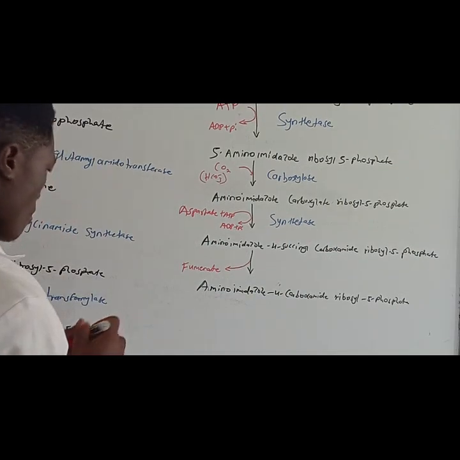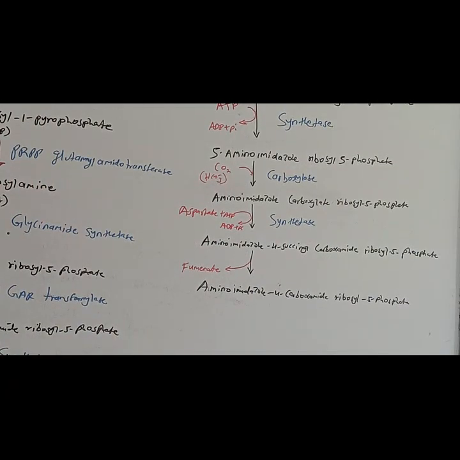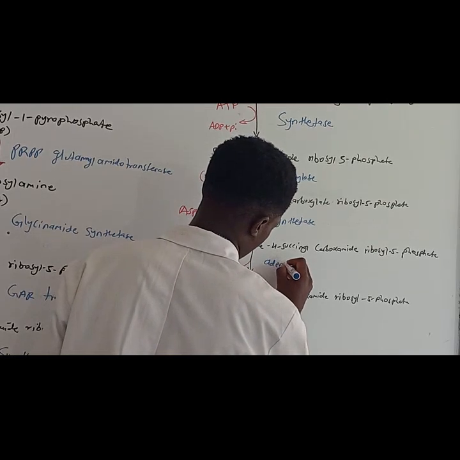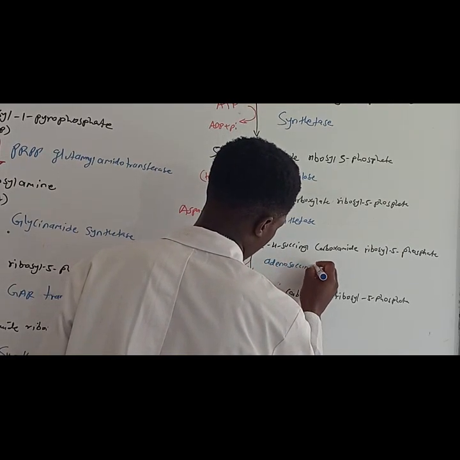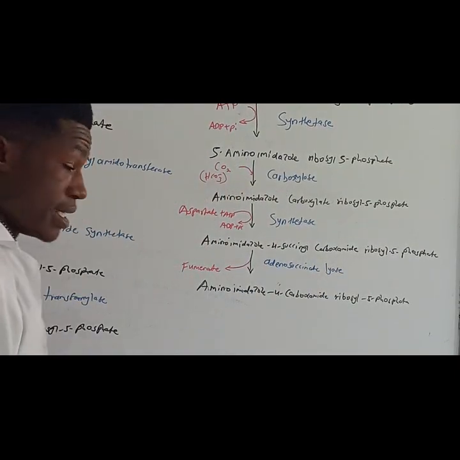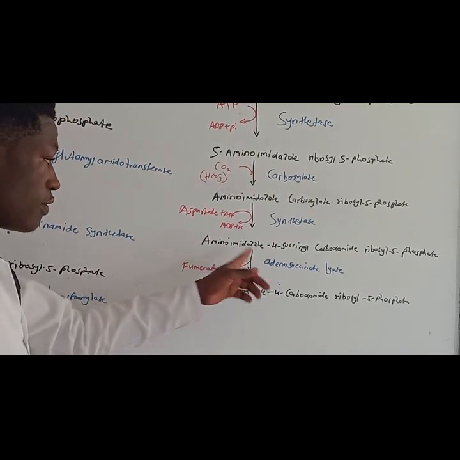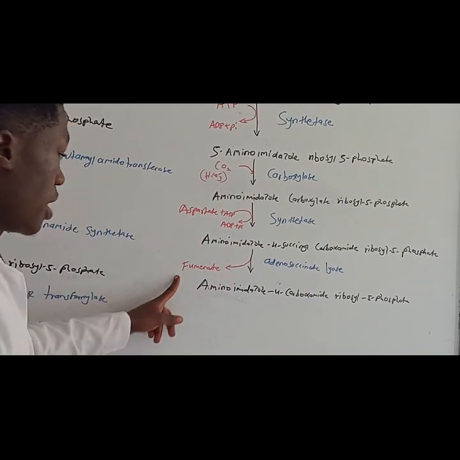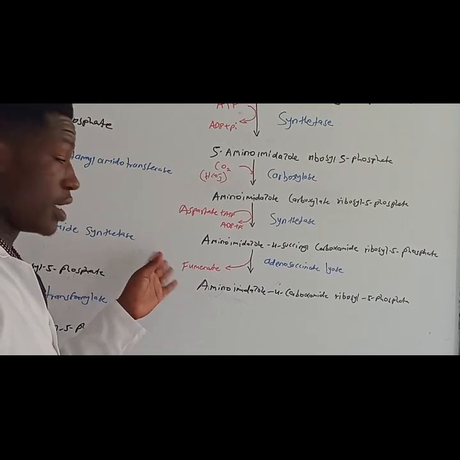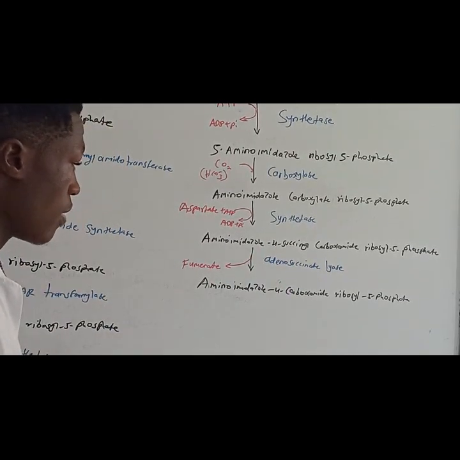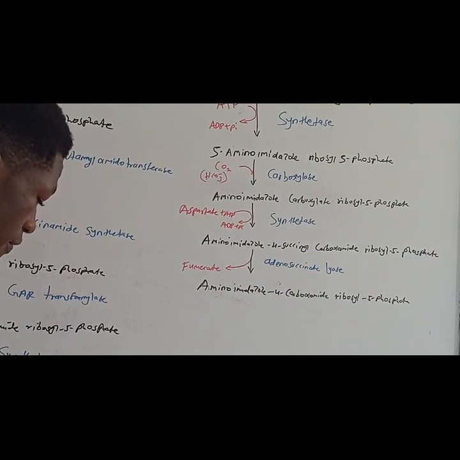Alright, so the name of the enzyme that catalyzes this reaction is going to be called adenylosuccinate lyase. It's a lyase. It's going to lyse the aminoimidazole 4-succinyl carboxamide ribosyl 5-phosphate to release the fumarate. And of course, you know where we can take this is a component of the TCA, right? So we are going to form aminoimidazole 4-carboxamide ribosyl 5-phosphate.